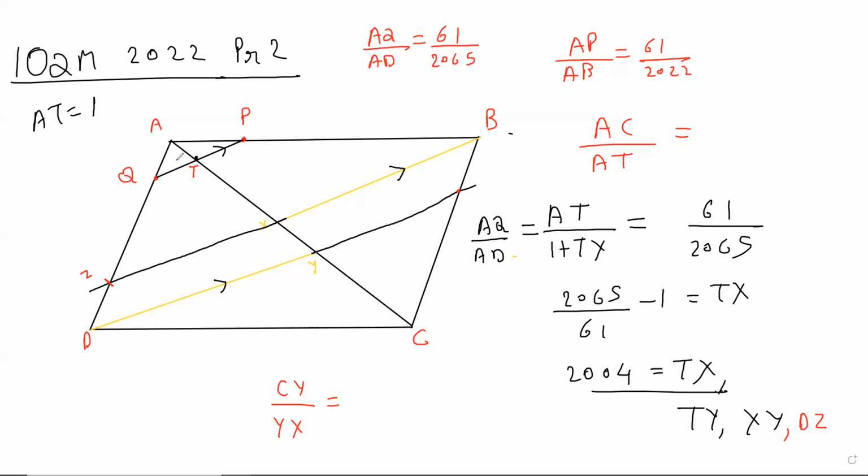So we know AQ by QZ, but we don't know the length AQ, and we cannot find that. Second. No, we can find the length, right? Because AT is 1 and we know TX. So no, but that only tells us the ratios. Yeah, we are not supposed to be able to find that.